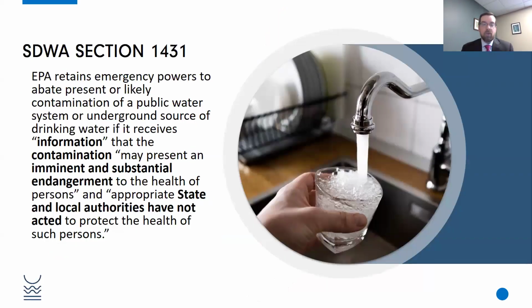One of the things that the Safe Drinking Water Act includes is emergency powers for EPA. Iowa's Safe Drinking Water Act requirements are administered by the Department of Natural Resources, which has to protect public sources of drinking water. But there are opportunities for EPA to get involved if public drinking water sources are at risk.